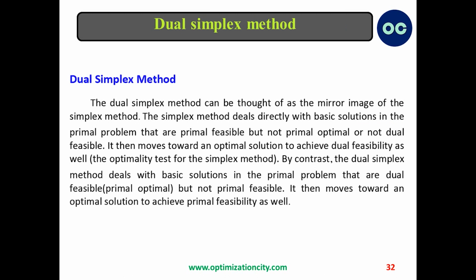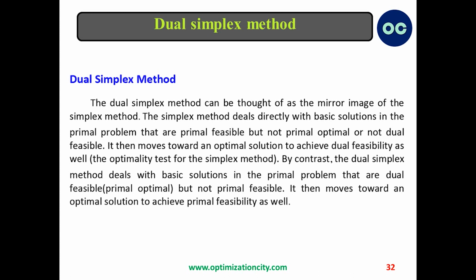So let's go to the dual simplex method. The dual simplex method can be seen as a mirror image of the simplex method. What does it mean? While the simplex method deals with basic solutions that are primal feasible but not primal optimal, the dual simplex method deals with basic solutions in the primal model that are dual feasible, which is called primal optimal, but are not primal feasible.